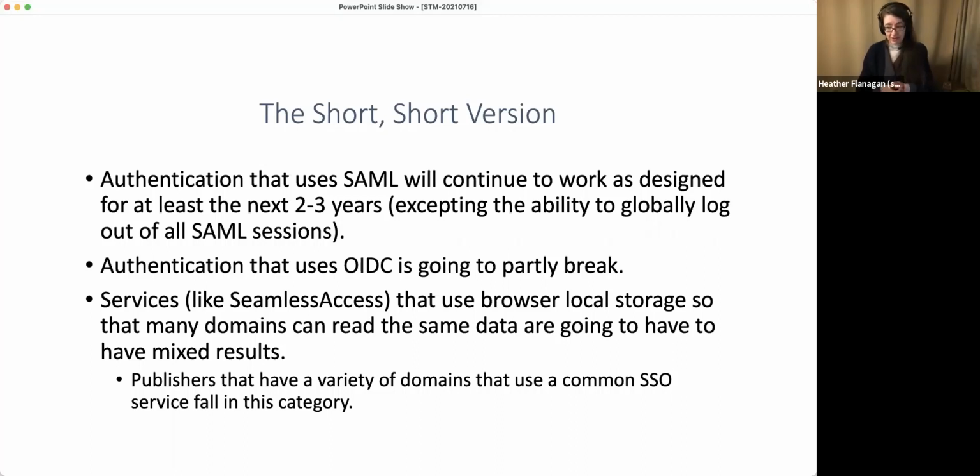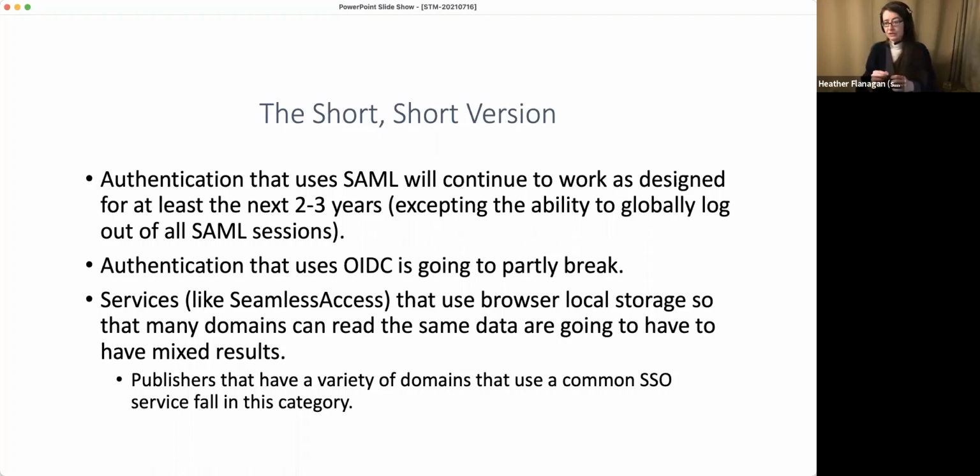Now, to be fair, implementing single logout, which is what that's called, is really hard, and not many sites do it well to begin with. Still, as a piece of functionality, it's the biggest thing that's under threat with SAML right now.